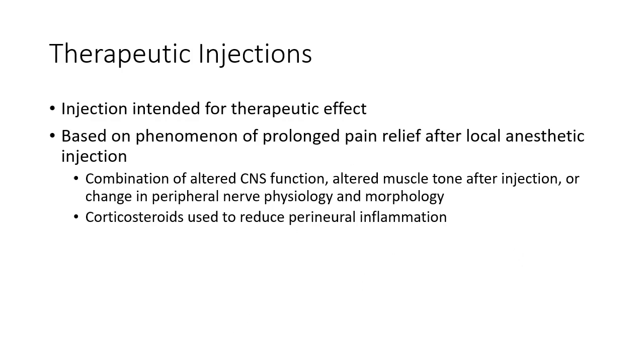In contrast to diagnostic injections, therapeutic injections are based on the phenomenon of prolonged pain relief after local anesthetic injection. Basic science research suggests that such pain relief may result from a combination of altered central nervous system function, altered muscle tone of the affected area, or a change in peripheral nerve physiology or morphology. Corticosteroids are often included in therapeutic injections and can reduce perineural inflammation.